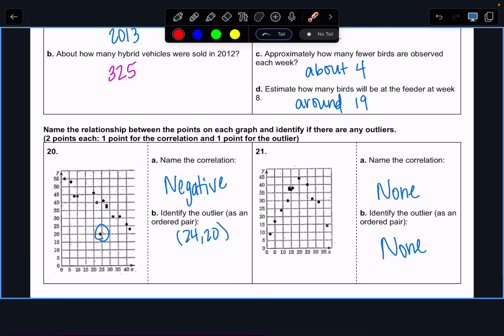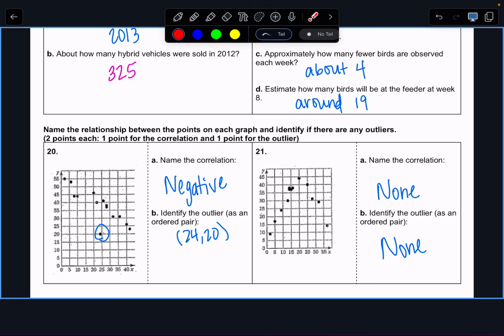Tell me what kind of correlation. This is negative because it looks line-ish and it's going in the negative direction. We do have an outlier because this goofball is all by itself. It is an outcast, okay? And so its ordered pair is this right here, 24, 20. This does not have correlation because it's not line-ish. And if there's no correlation, there's not going to be an outlier, okay?